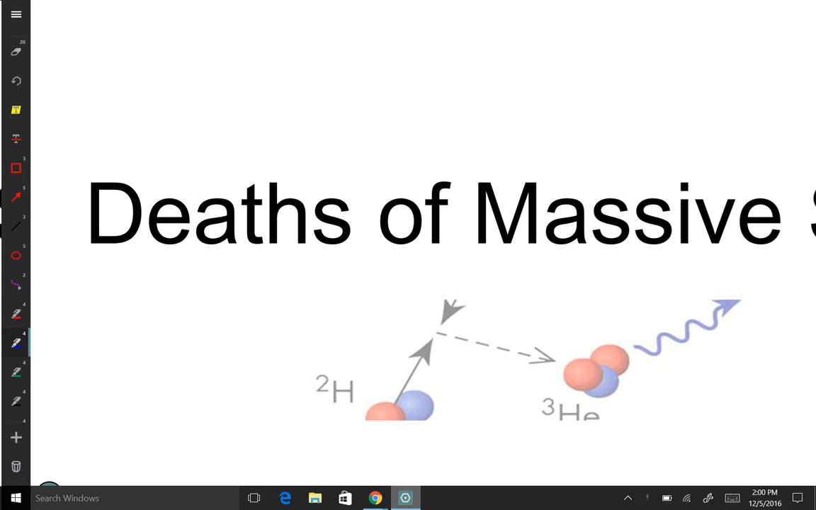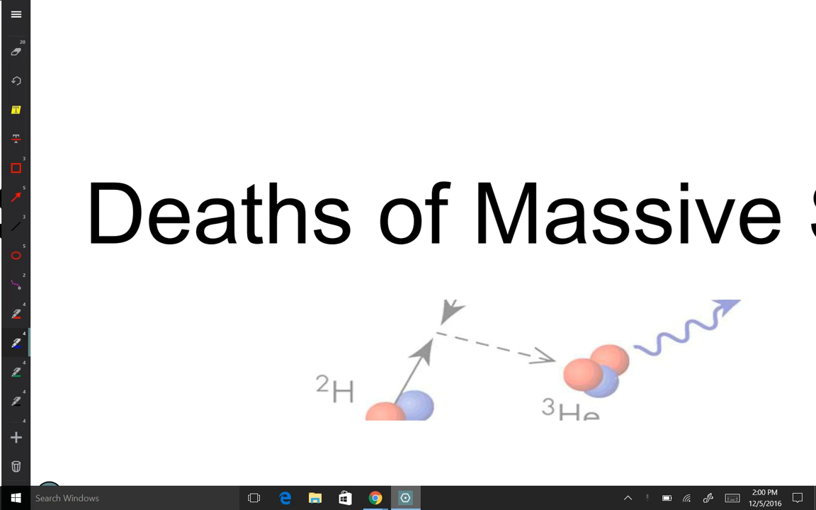Okay, so we're going to talk today about the death of our most massive stars. Just to make sure, remember last week we talked about the deaths of small to mid-size to large stars. So let's just review those cutoffs. I'm going to have clicker questions soon enough, but just to review them, what's the minimum mass for a star to exist?